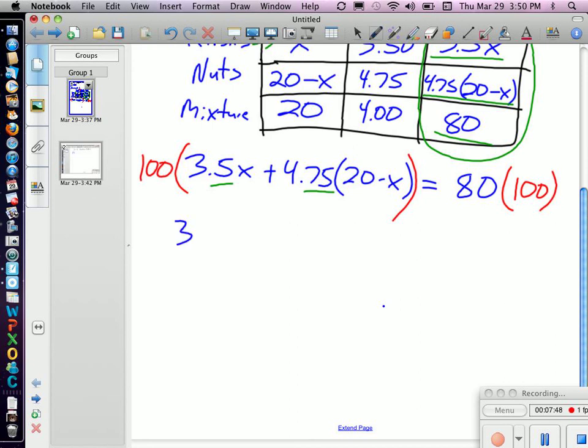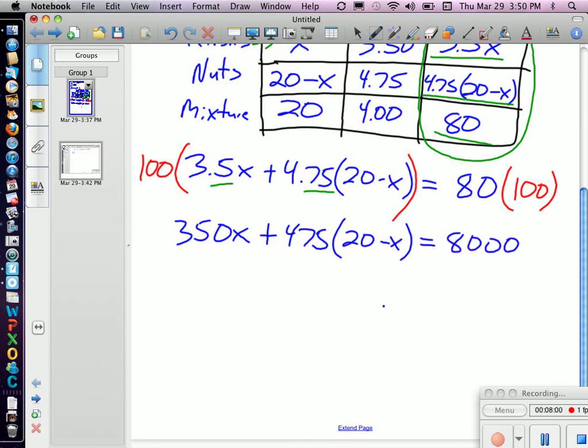So we end up with 350x plus 475 times 20 minus x. Do not forget to multiply by 100 on the right side as well, or else you'll have dollars on one side and cents on the other, and that wouldn't make sense. All right, so we're going to keep simplifying. And what's 475 times 20? I don't know, let's see, 9,500 maybe? Hopefully that's right.